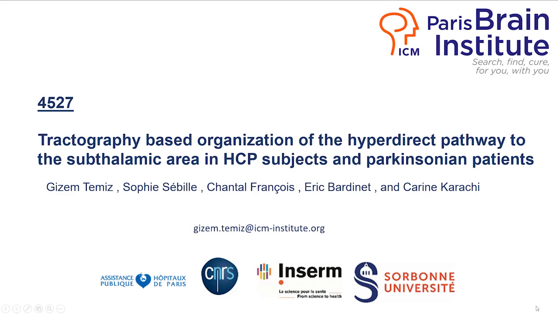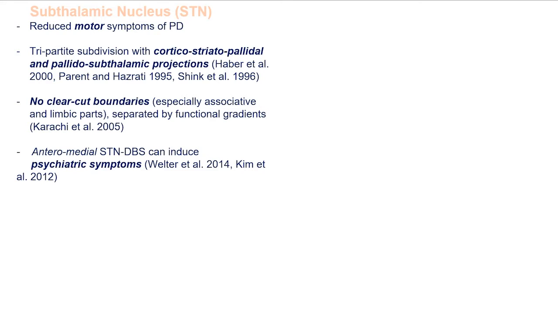Hi everyone, in this talk I will be presenting the anatomo-functional organization of hyperdirect pathway to the subthalamic area in human connectome project subjects and Parkinsonian patients. Subthalamic nucleus is one of the classical deep brain stimulation targets in Parkinson's disease, and it is involved in different pathways such as direct, indirect, and hyperdirect pathways.